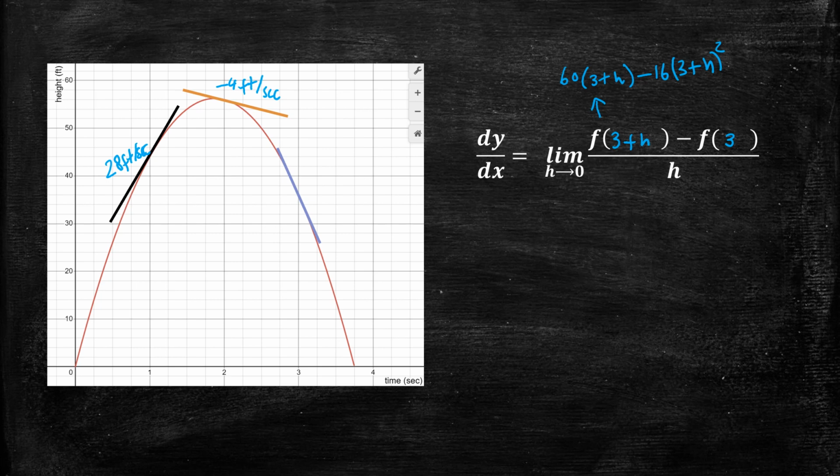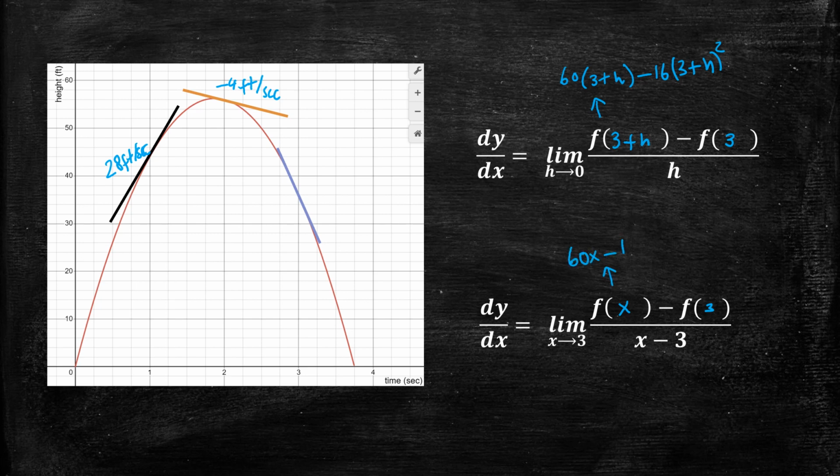Well, okay, so we could say, what about the other formula? What if you used the second formula? In this case, we'd plug in f of x minus f of 3 over x minus 3, and that feels a little better because it would be 60x minus 16x squared. But if you recall, then we get into some factoring, and the factoring of a quadratic whose leading term is not 1, that's kind of tedious as well.